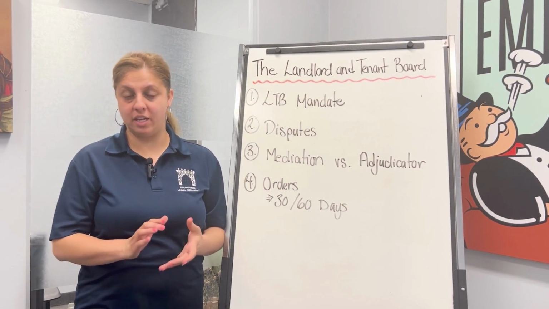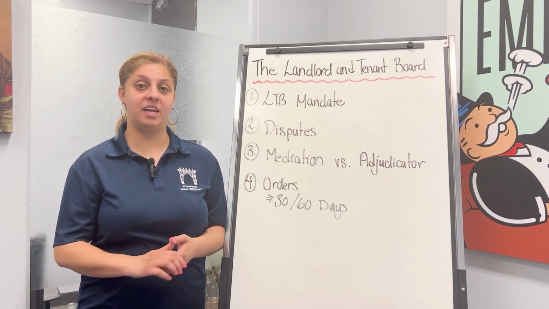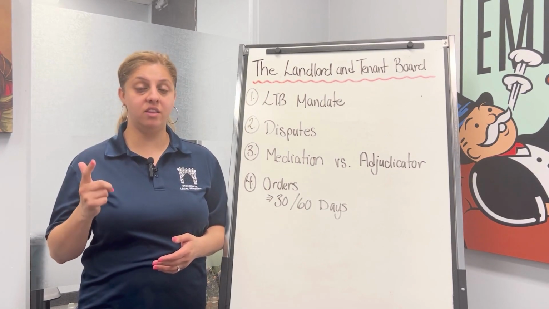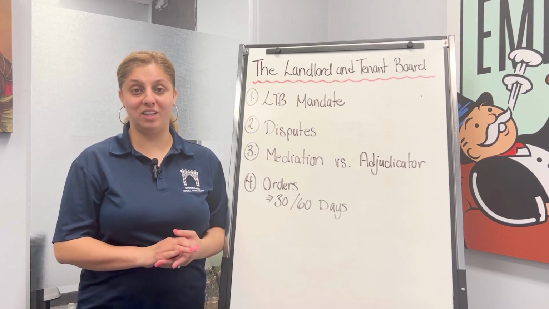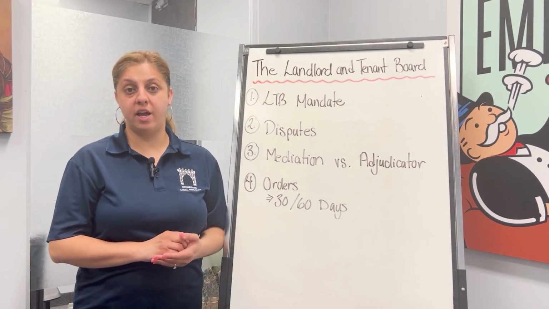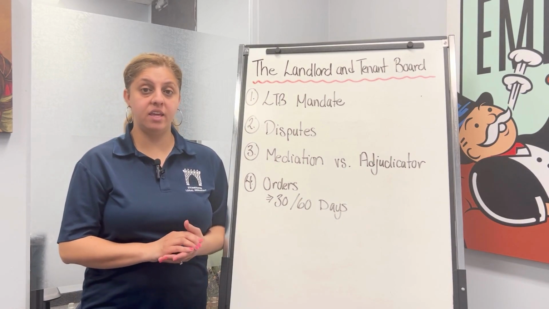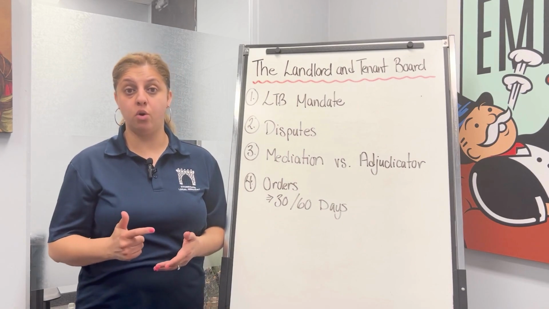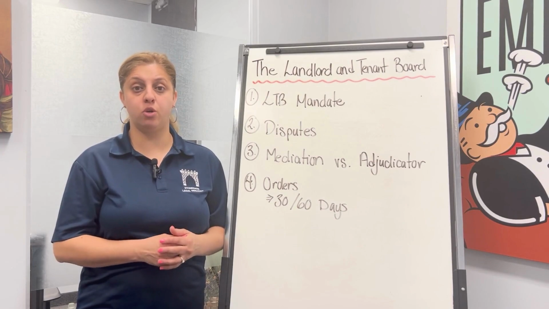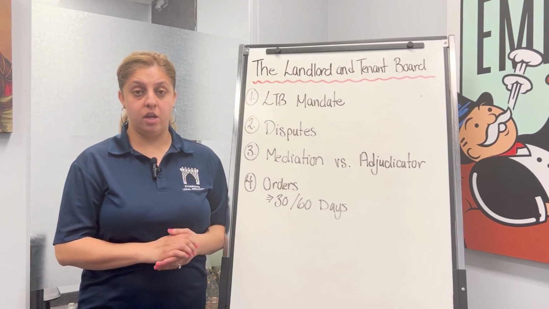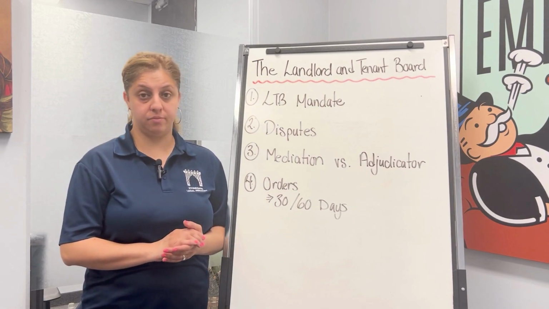The LTB, or the Landlord and Tenant Board, has a mandate. That mandate is to protect against unlawful evictions and unlawful rent increases. The board is similar to that of a court-like setting. Disputes are now being heard online or via telephone, and they can be worked out in mediation, or if you don't come to an agreement in mediation, you will have no choice but to go in front of an adjudicator. Disputes can be sought through the board from a landlord or a tenant.